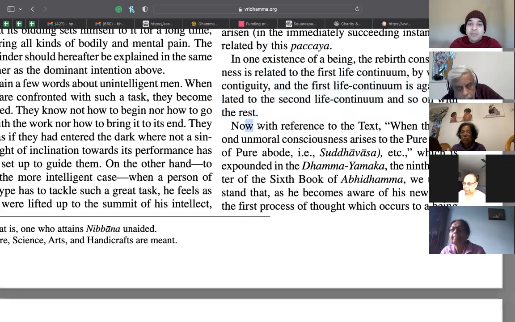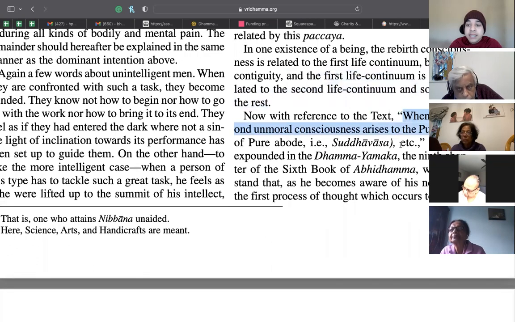Okay. Now, with reference to the text, when the second immoral consciousness arises to those of the pure abode, Suddhavasa, etc., which is expounded in the Dhammayamaka, right? Now, let us put this into context. The second immoral consciousness arises in the Suddhavasa. What kind of beings are there in the Suddhavasa? Put that into context, which are expounded in the Dhammayamaka, the 9th chapter of the 6th book of Abhidhamma.